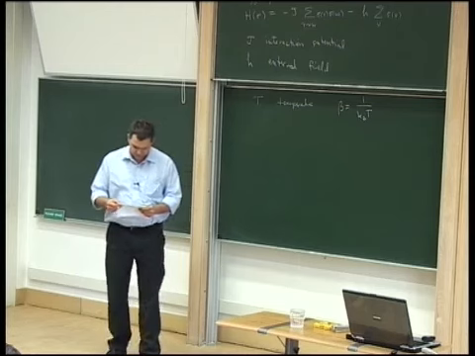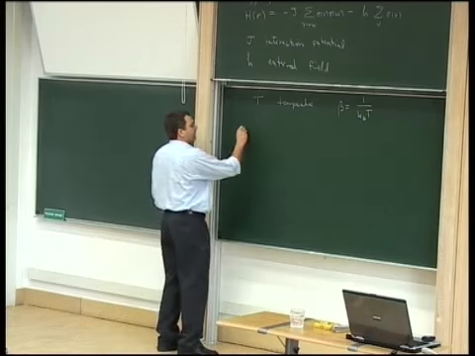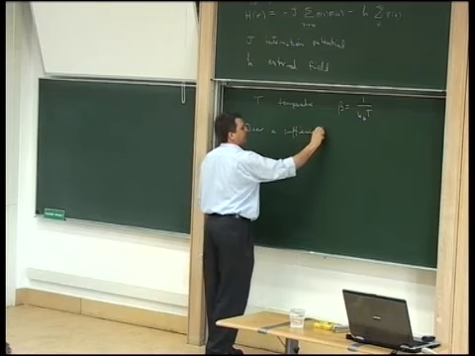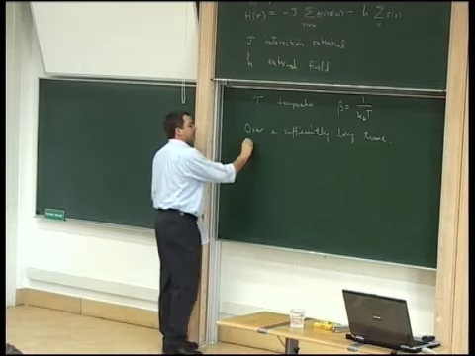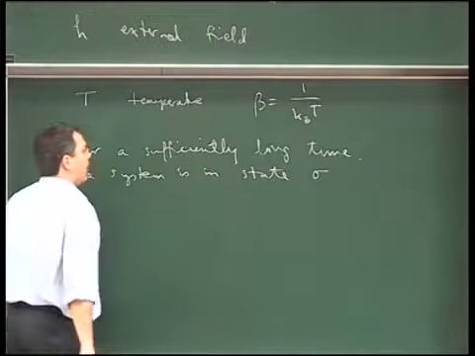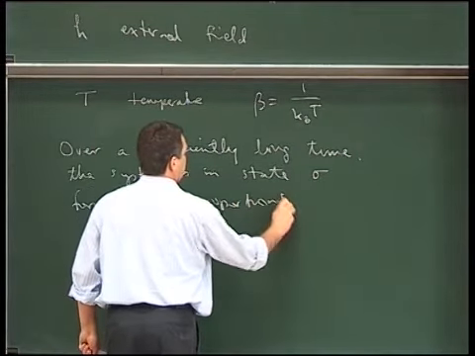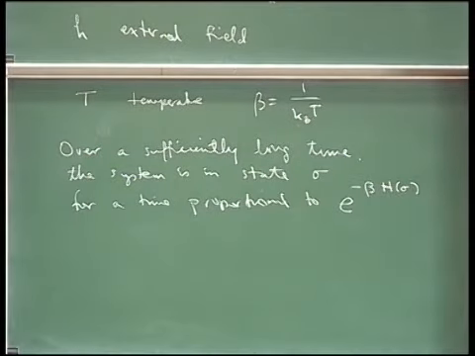It's the Boltzmann-Gibbs or ergodic hypothesis, I guess, that over a sufficiently long time, the system is in state sigma for a time proportional to e to the minus beta times the energy. So this we can just take as an axiom of the system, but the physical justification for it is rather detailed.